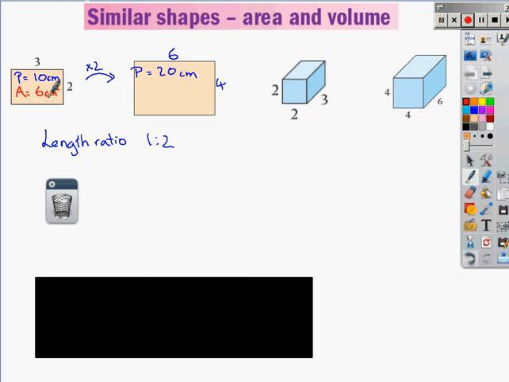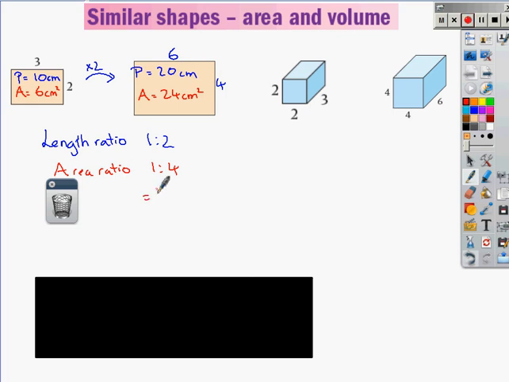So you would think, therefore, that the area of this would be 12. Well, no, it's not. 6 times 4 is 24 centimetres squared, so it hasn't gone up by a scale factor of 2. In fact, our area ratio, in this case, has gone up by a scale factor of 4. Well, why is it 4? It's 4 because it's increasing by 2, but in 2 dimensions.